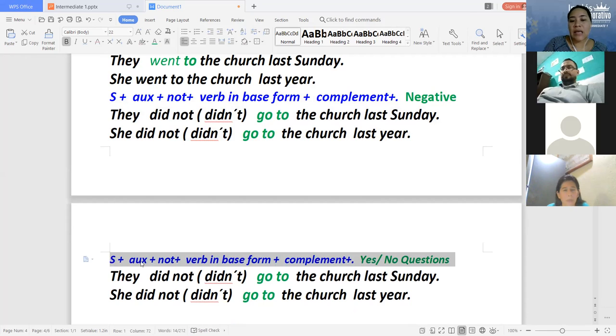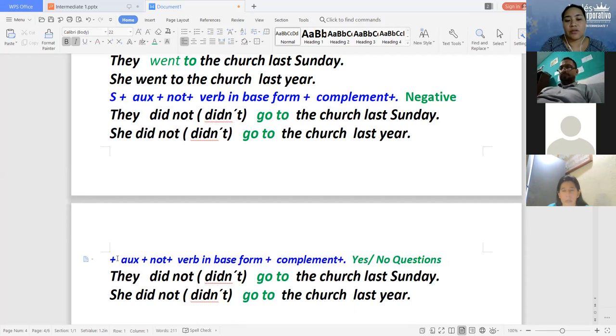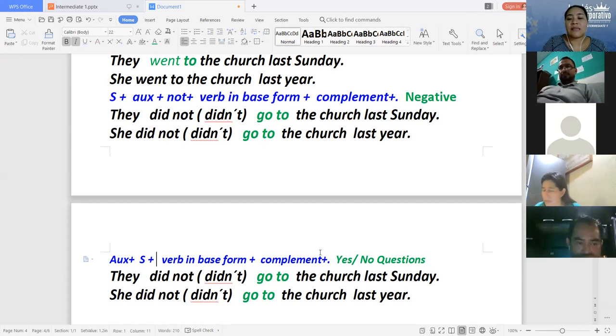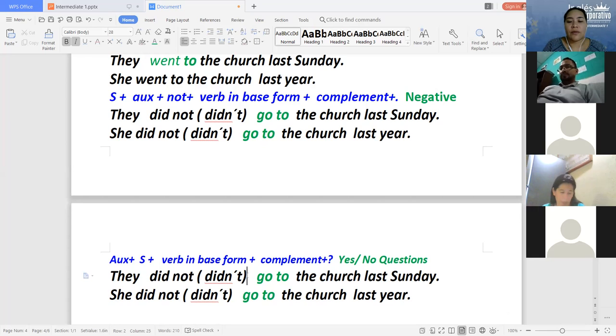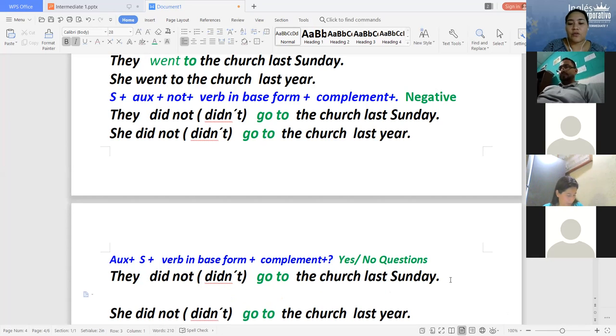So basically in the yes, no questions, what we are gonna have is just a simple swap, right? First of all, we are gonna have the auxiliary, and then we are gonna have the subject. The not is gonna be erased, and our verb is gonna stay in the base form. And instead of the period, we are gonna have the question mark, right? So for example, let's take the very first one. I know that it's in negative, but we are gonna do it as a question.